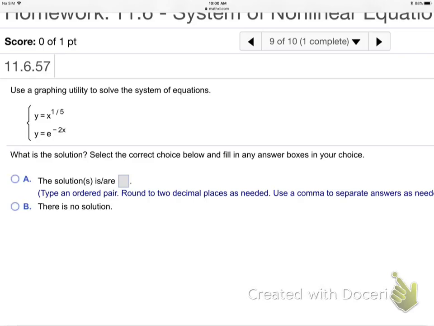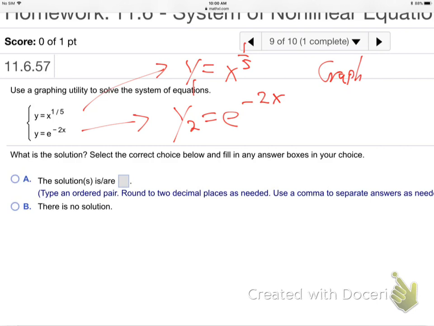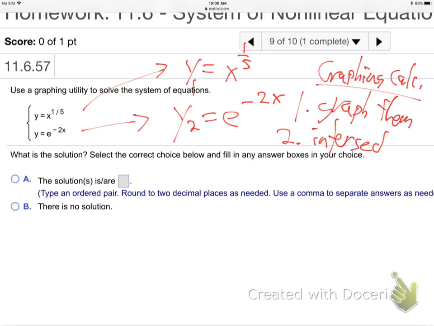So 9 and 10. So we have y equals x to the 1/5. What you do is let that one be y1 in your calculator, and you put e to the minus 2x as y2, and then on your graphing calculator, you graph them. So step 1, graph them. Step 2, do the intersect routine. Find where they intersect. Remember how to do all that? So I'll go dot, dot, dot. You have any trouble with that, come see me. We've done that in the past, so it's not new.